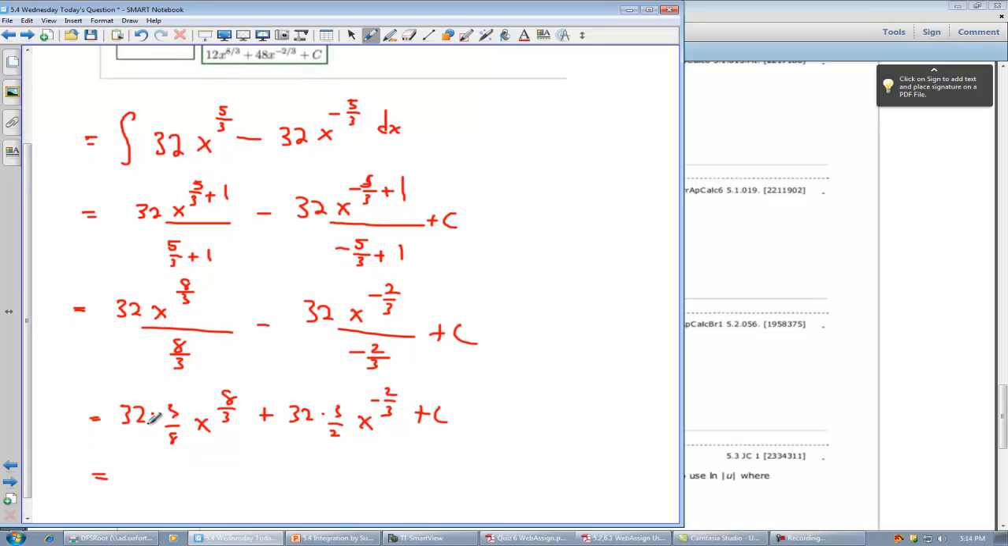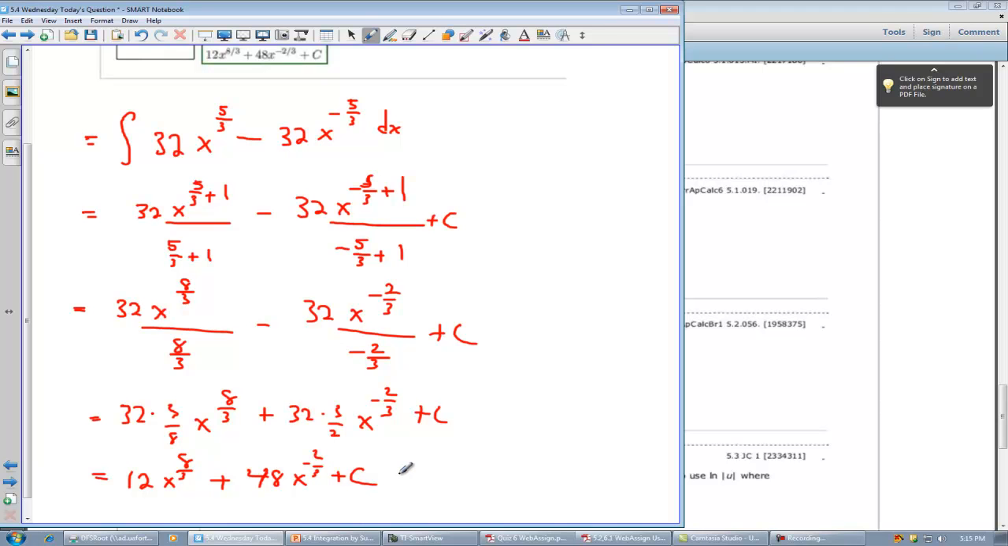it's equal to what? Well, 8 and 32 cancel, so I get a 4 here, so I have 12 x to the 8/3, right, plus 32 and 2's, they cancel, so I get 16 times 3, and 16 times 3 is 48, x to the minus 2/3 plus c. And that's how they left it, so we can leave it like that.